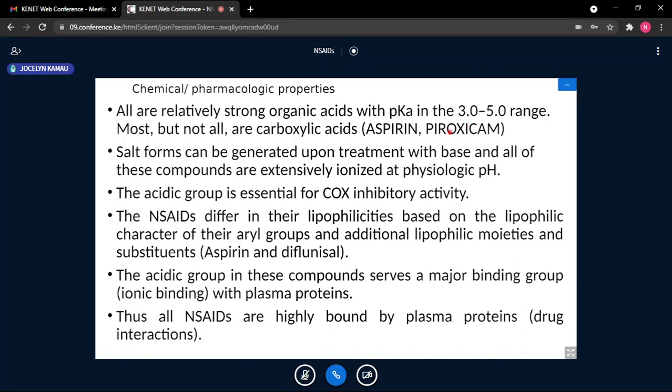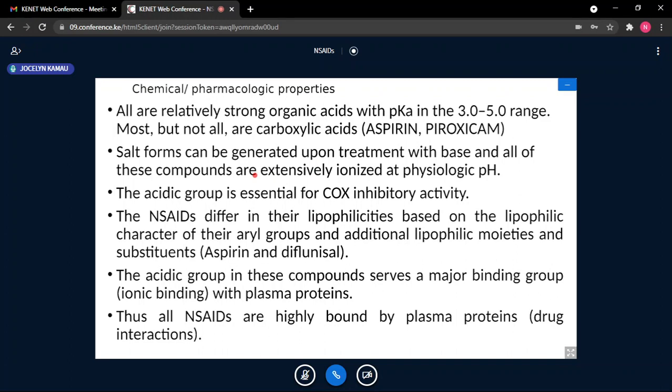Piroxicam, these ones are acidic because of the keto-enol tautomerism. Salt form can be generated upon treatment with base, and all of these compounds are extensively ionized at physiological pH. You have seen, like sodium salicylate, you can derivatize them into the salts, and you all know that we derivatize drugs into salt to improve on their water solubility, so that they get into the water within the gastric content.